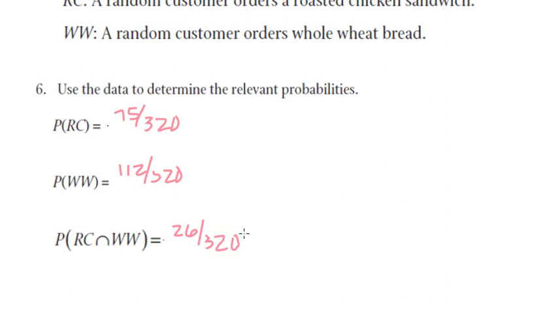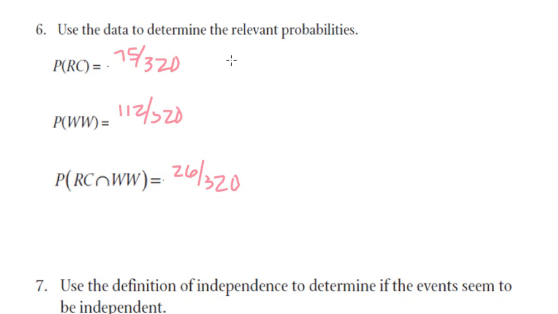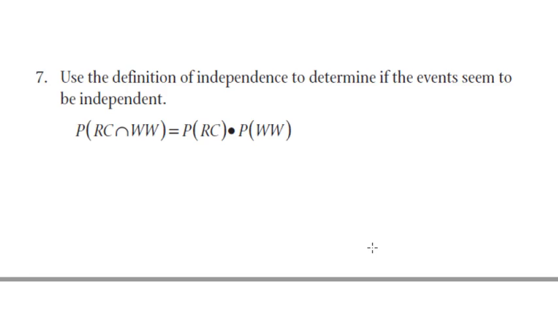So now I'm going to try to determine whether or not these are independent events. So my decimal equivalent here is going to be about 0.2344. This is going to be about 0.35. This is going to be about 0.0813. So now I go to do some multiplication here.